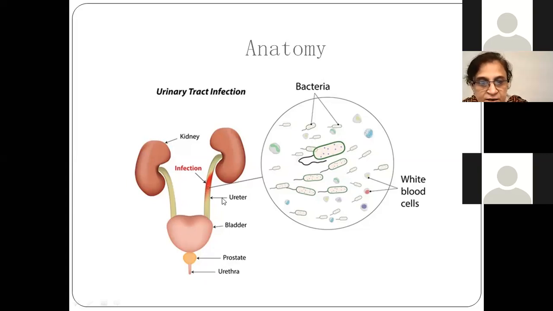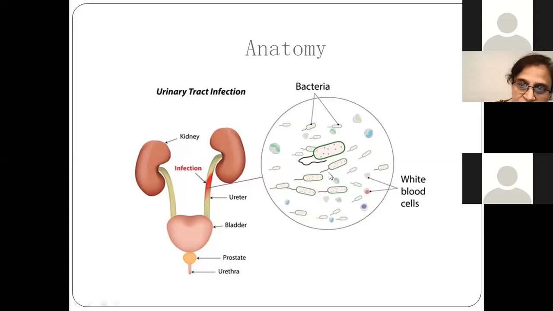So whenever there's an infection of the urinary tract, it can occur anywhere throughout the anatomy. It can be an infection of the kidneys, the renal parenchyma, or the ureter, the urinary bladder, or the urethra. In fact, there can be infection of the prostate also. That is prostatitis.